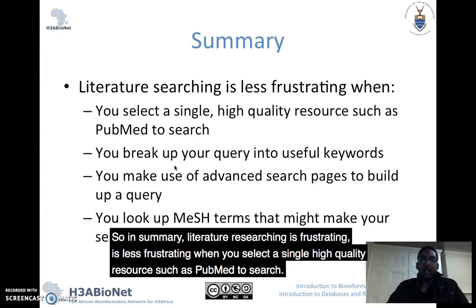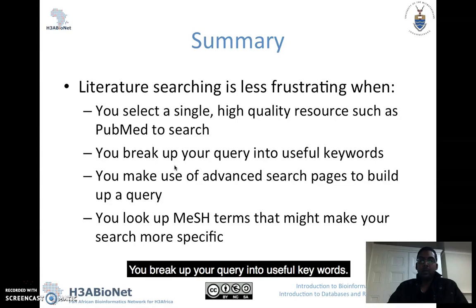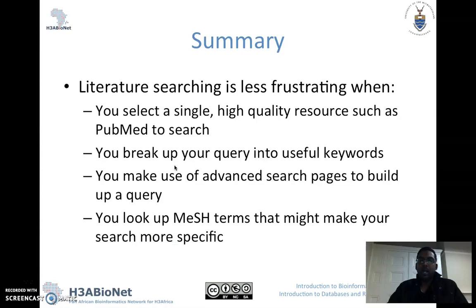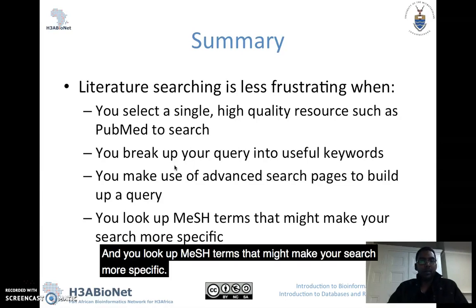So in summary, literature searching is less frustrating when you select a single high-quality resource such as PubMed to search. You break up your query into useful keywords. You make use of advanced search pages to build up a query, and you look up MeSH terms that might make your search query more specific.